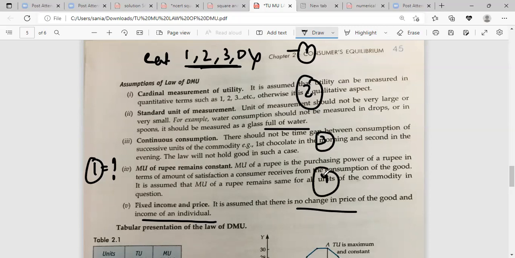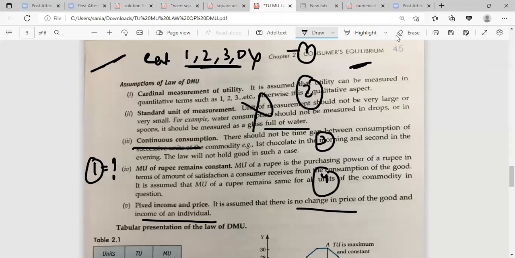You are not getting satisfaction. Why? Because this is not continuous consumption, right? So if there is no continuous consumption, you will never get the maximum satisfaction. You will not reach that point, right? So that's why continuous consumption should be there so that you can reach that maximum point.